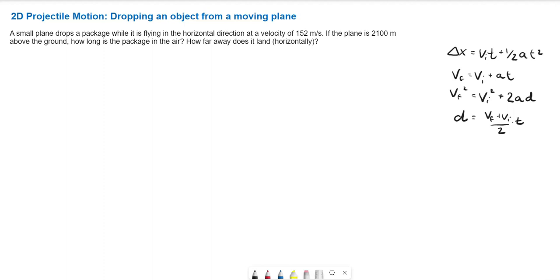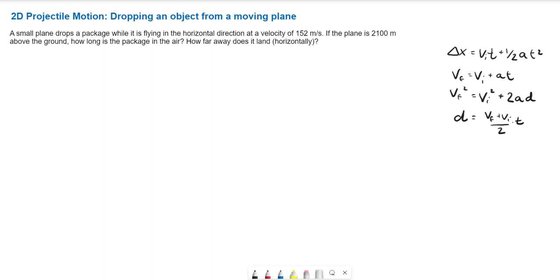In this video, we have a 2D projectile motion problem where an object is dropped from a moving plane. We have a small plane that drops a package while it's flying in the horizontal direction at a velocity of 152 meters per second. If the plane is 2,100 meters above ground, how long is the package in the air and how far away does it land horizontally?